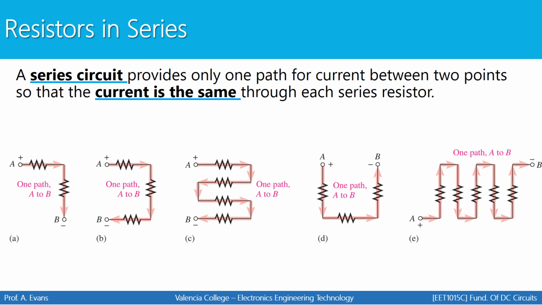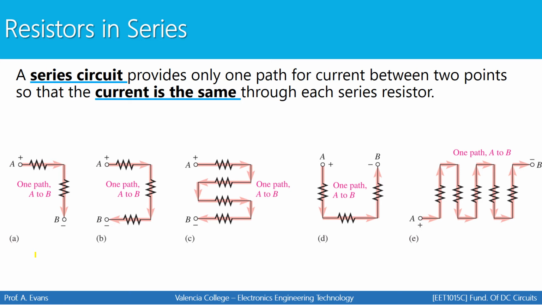First, let's begin with our basic definition of what a series circuit is. A series circuit provides only one path for current between 2 points, so that the current is the same through each series resistor. Here are some examples on the screen of a series circuit, and I often tell my students not to worry about what the circuit looks like, only worry about one thing: follow the path that current will take. If there's only one path, it's a series circuit.